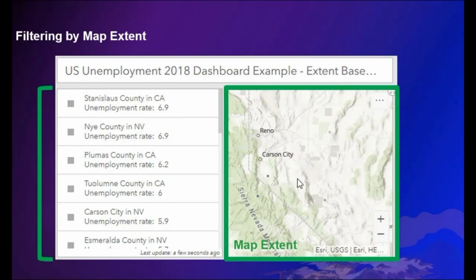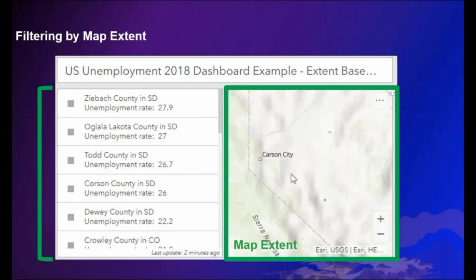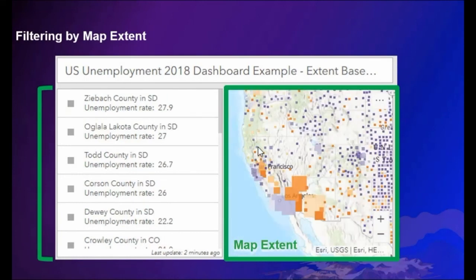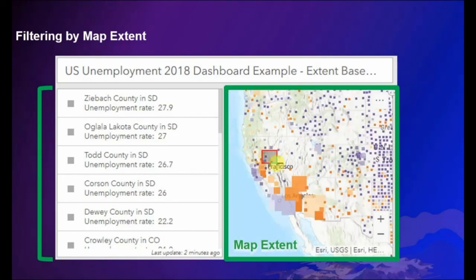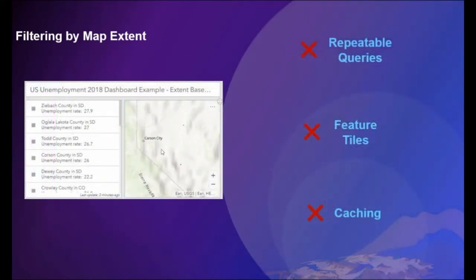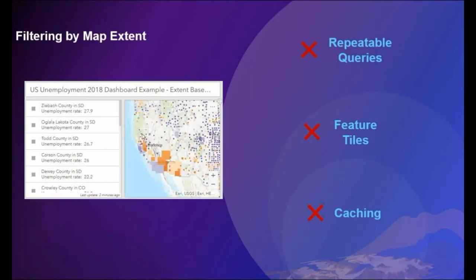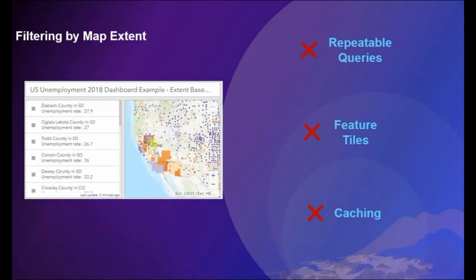Because the size of the map extent window will vary by each user's browser, device, and area of interest, the queries generated by this workflow are unique to each user, not repeatable in the manner Jeremy described earlier. And that's okay for some workflows, such as your small group of editors working on private layers. But for public viewing and high loads, we really want to harness the scalability of feature tiles.